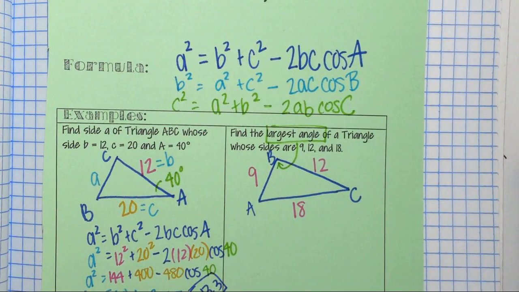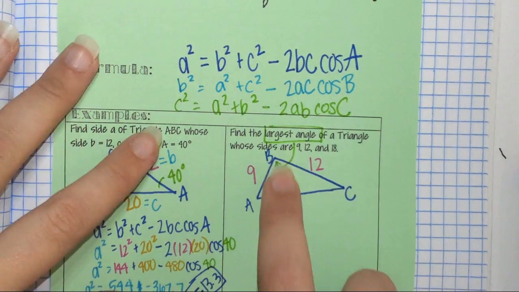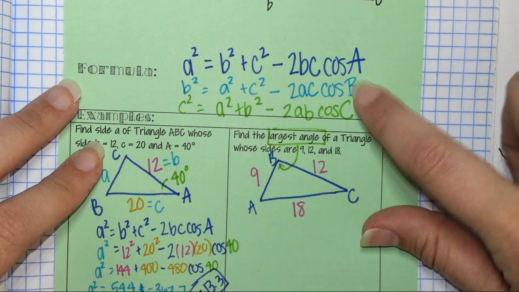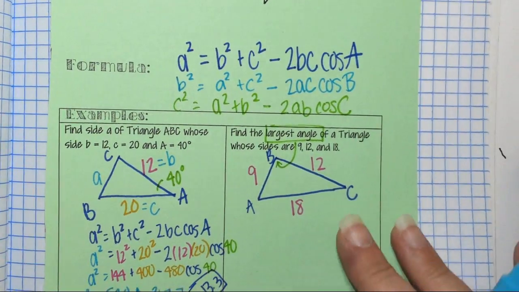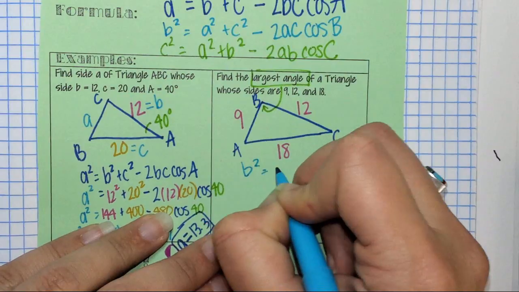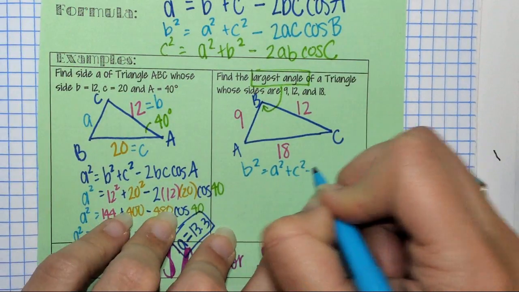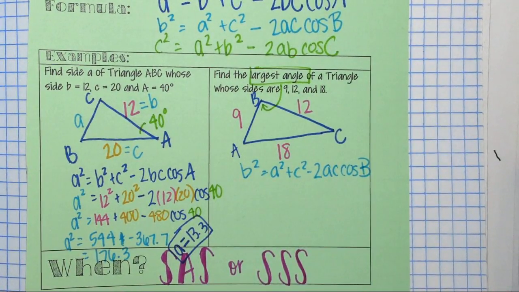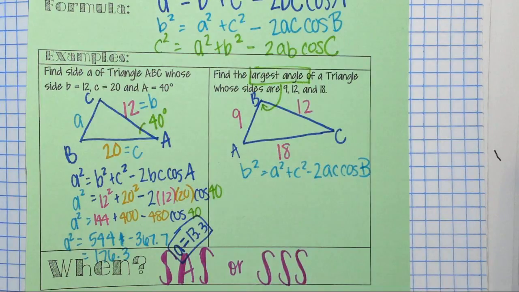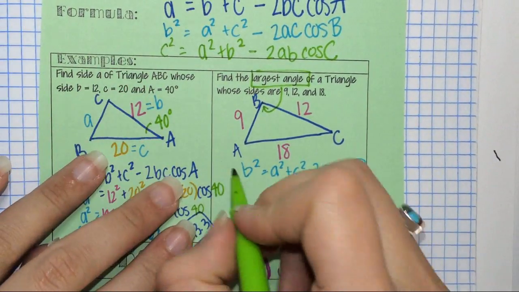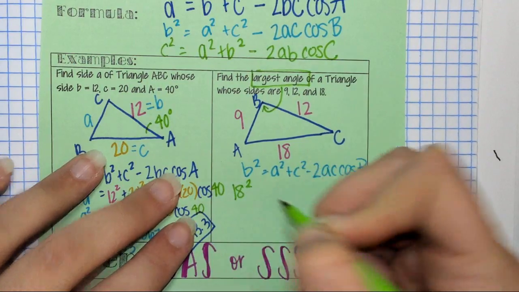Or when it asks you for side B, right? So it depends on what it's asking you. This time we're looking for angle B, so which of these are we going to use? Dark blue, light blue, green. Light blue. All right. Let's do this. Would be 18. Yes. So we would plug in 18 for lowercase b, because it's across from angle B.